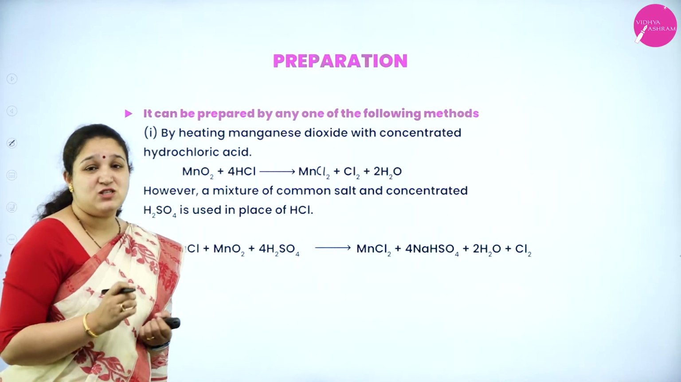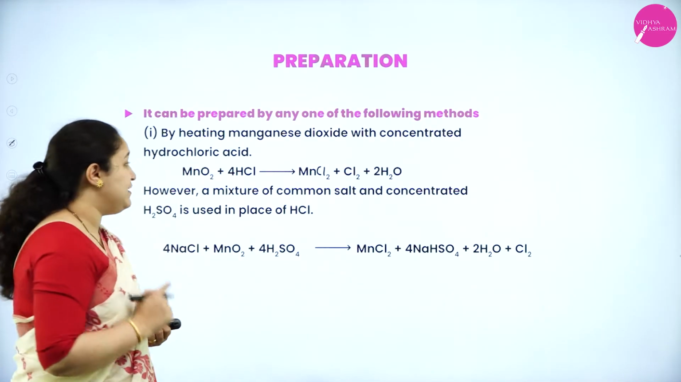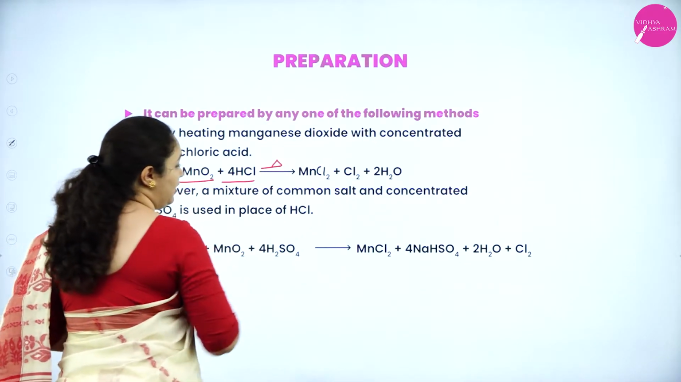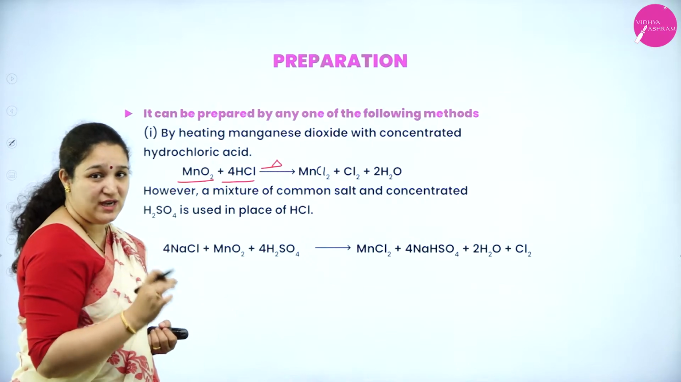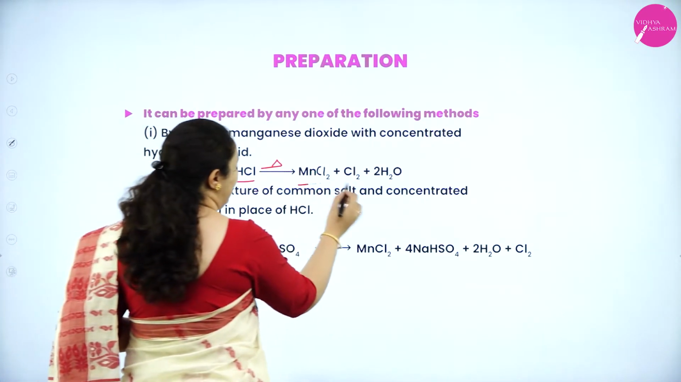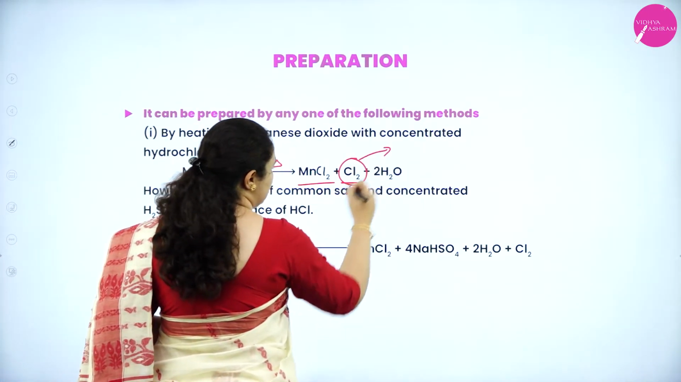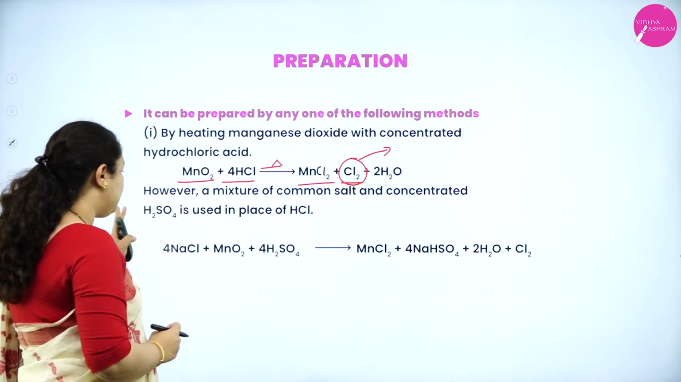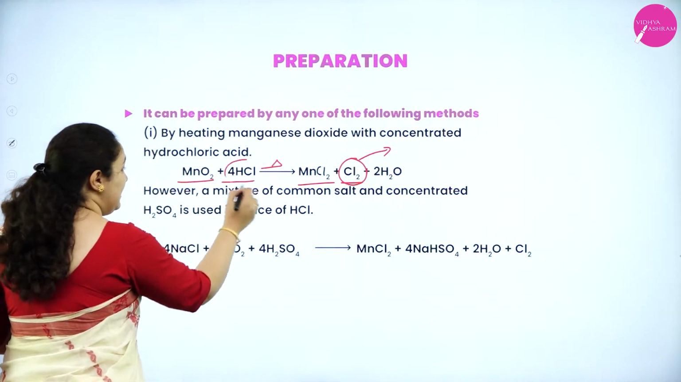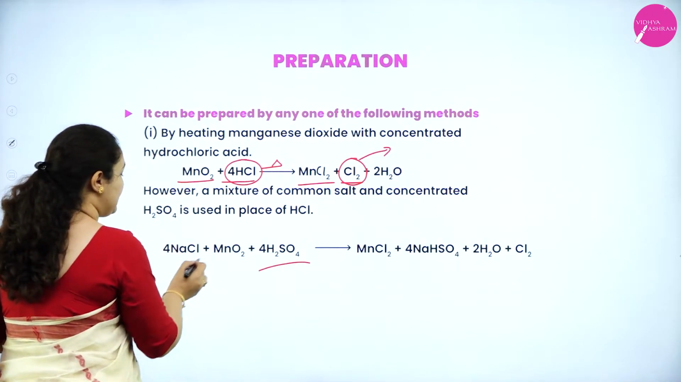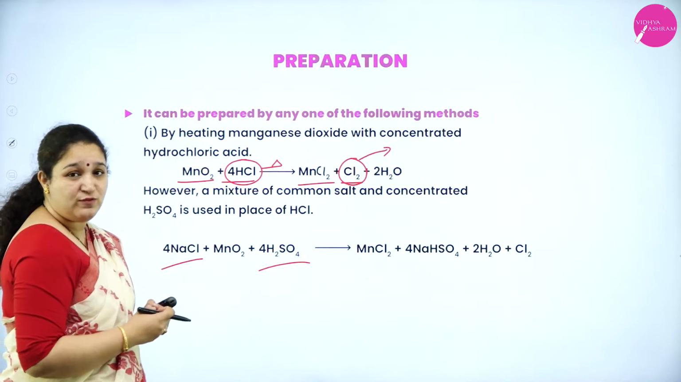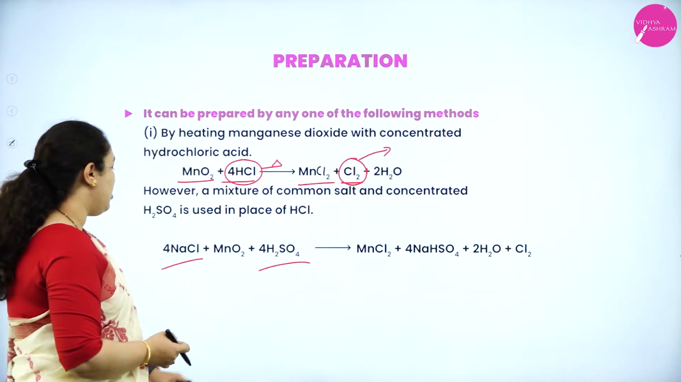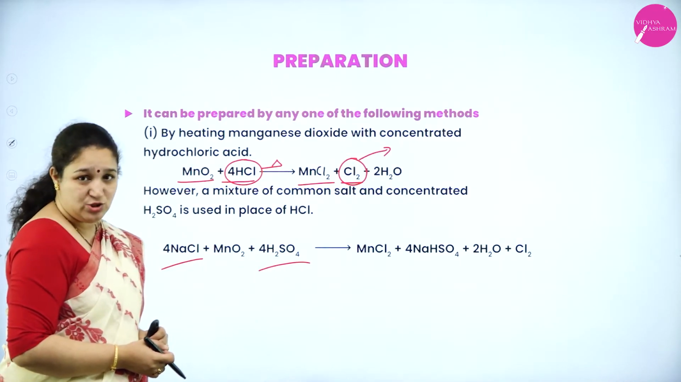Next is preparation of chlorine. There are several methods of preparation of chlorine. First one being heating manganese dioxide with HCl. It will form MnCl2, chlorine gas is liberated and water is formed. The next method is when HCl is replaced with sulfuric acid and NaCl. So instead of using concentrated HCl directly, we can treat manganese dioxide with NaCl and H2SO4.